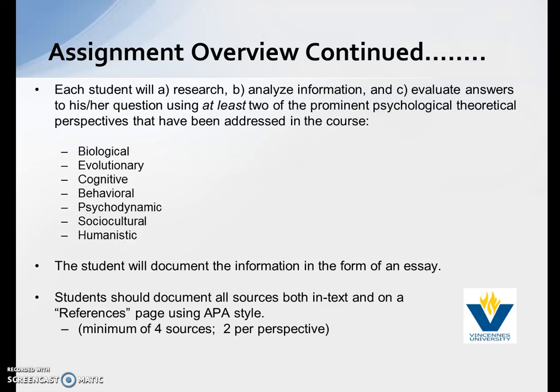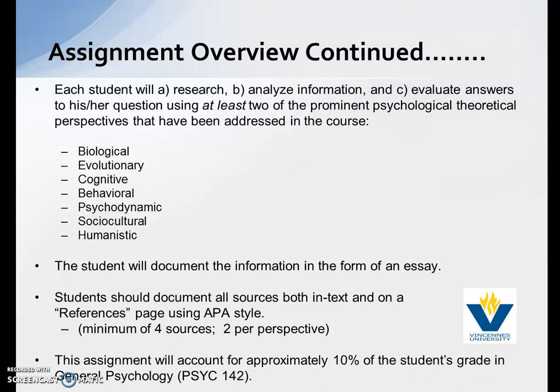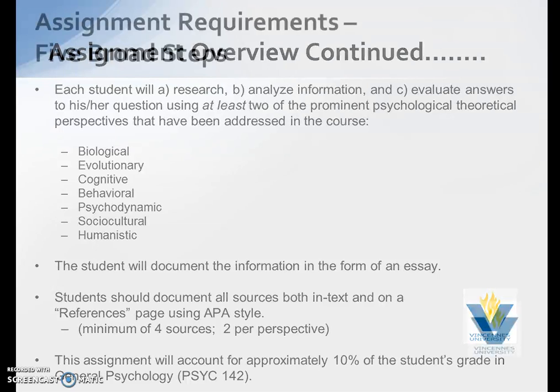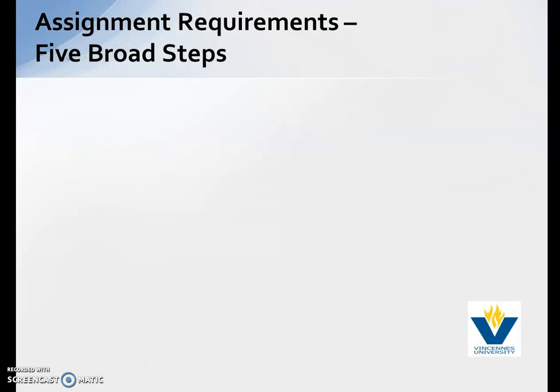Students should document all sources, both in text and on a references page using APA style. And this assignment will account for approximately 10% of the student's grade in general psychology. The instructor will determine the actual value, which will be documented in the syllabus. This assignment includes 5 broad steps.